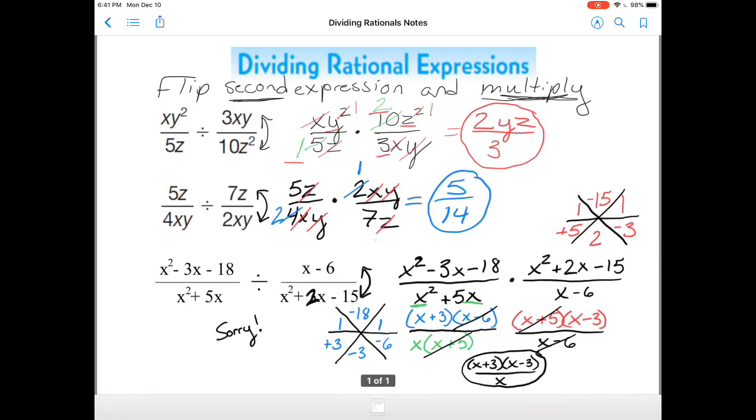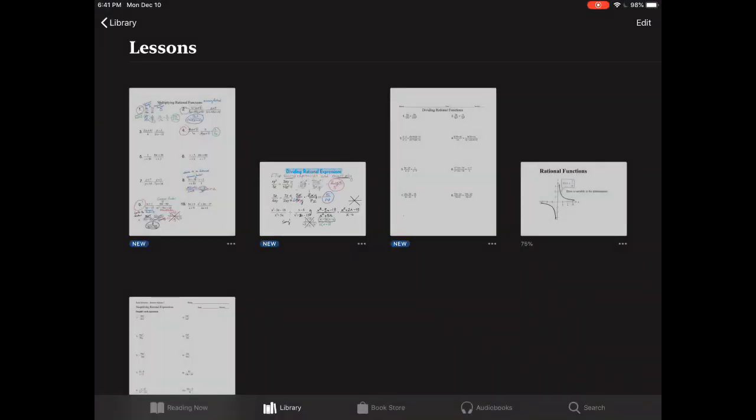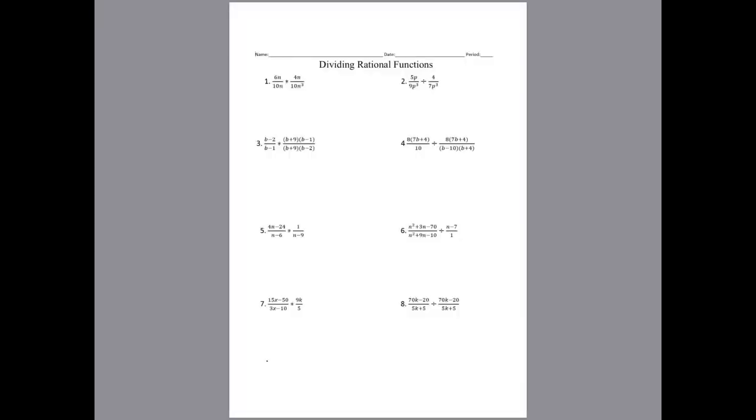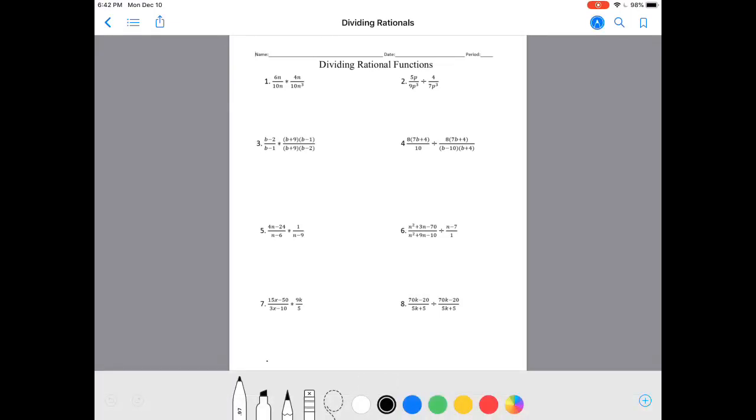Hopefully you took that time that I had all this work up on the board to copy down any of the notes that you just missed. Now I would like the substitute to pause the video and hand out this dividing rational functions worksheet. Alright, once you all have a worksheet, please do the whole sheet. It's not that many problems. I know you guys can do it. If you don't finish it in class, finish it for homework.